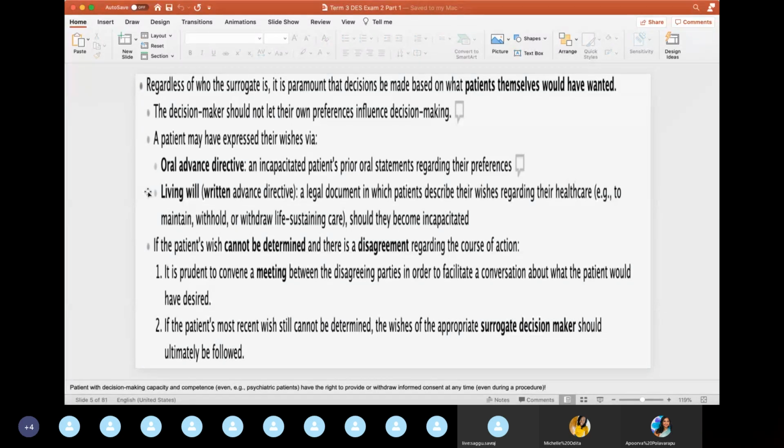First, family meeting. Right? Let them decide on their own. Let them talk with each other. And if there's still disagreement, what's next? The last resort, of course, is to go to the courts. But first, you need to facilitate discussion between the different competing parties. Sometimes you can refer them to the ethics committee of the hospital. However, in the end, if it is determined that you have an appropriate surrogate decision maker, the decision of the surrogate decision maker should ultimately be followed. Okay.